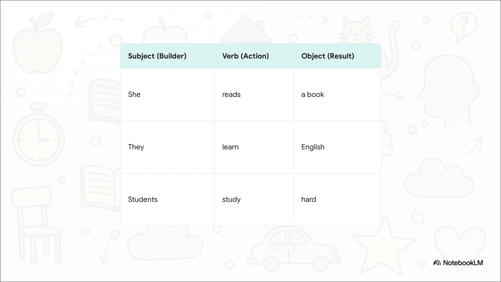And this little chart here shows you exactly how that builder and result relationship works. Look at the first row. She is the builder, right?